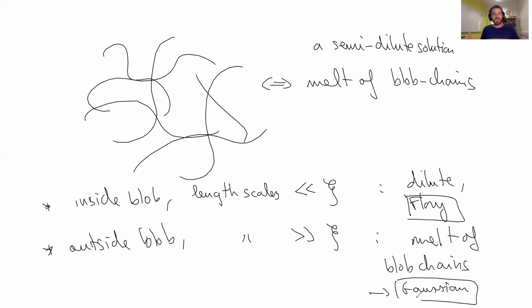And so you are able now to make a complete crossover between the dilute situation and the melt by progressively adding some material and changing Xi, the size of the blob. Okay, so that is the essence of this blob picture for the semi-dilute solution. And so we will now try to explore that idea. Okay, any question on this concept? No? Okay, so let us start.